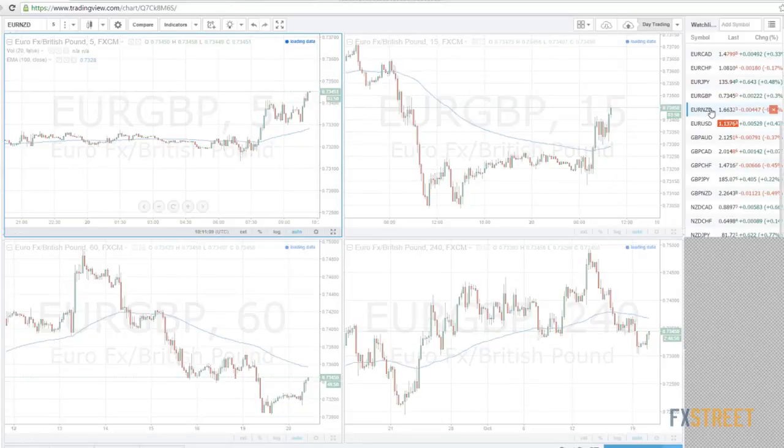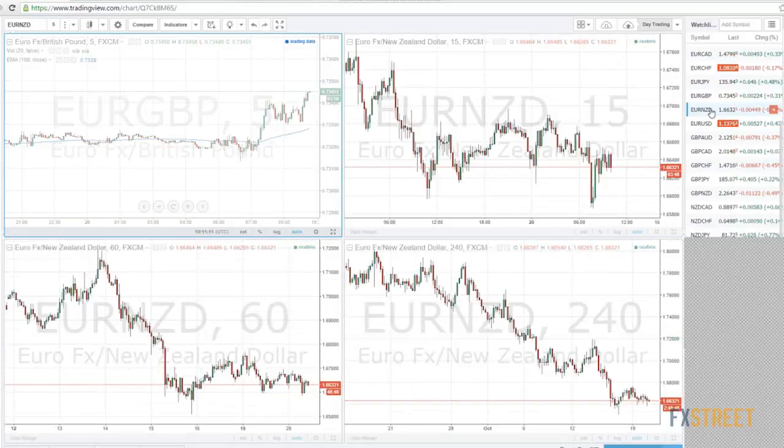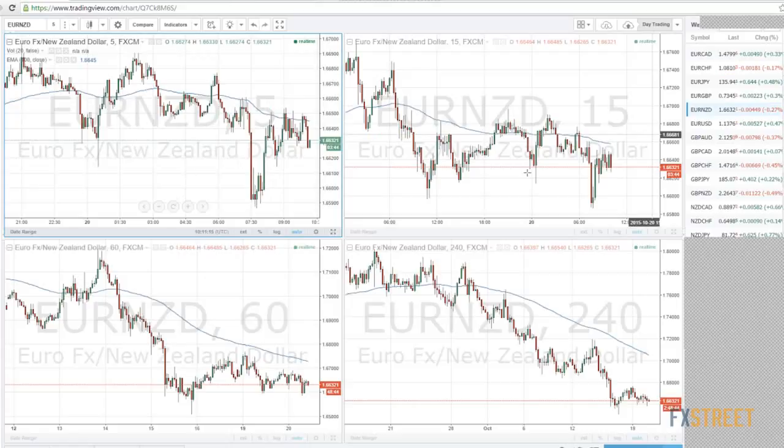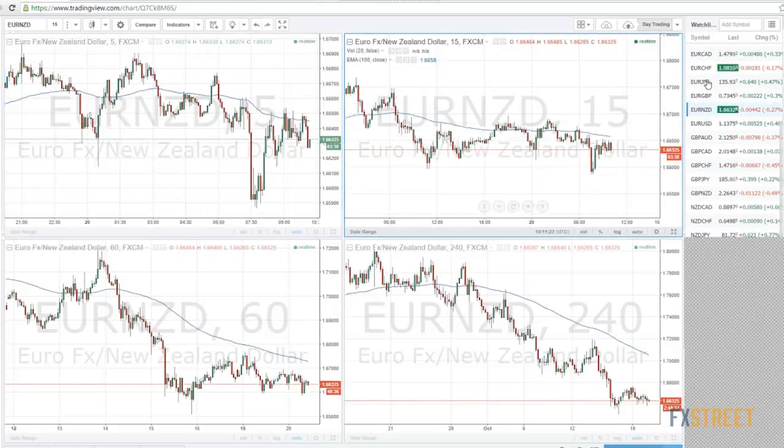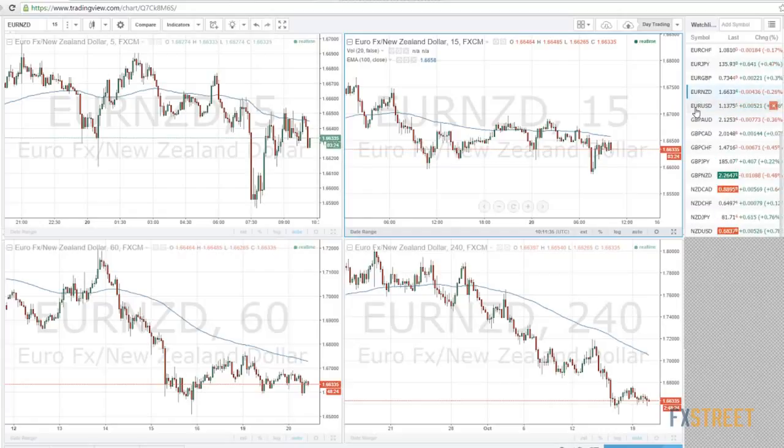So New Zealand's strong already in the euro. So the New Zealand is the strongest of them all so far. So even though the euro was appreciating against some of the other currencies, it's depreciating versus the New Zealand dollar. So at the moment, it looks like the Kiwi is a strong candidate for us. And obviously the Canadian dollar is looking weak. So let's have a look.